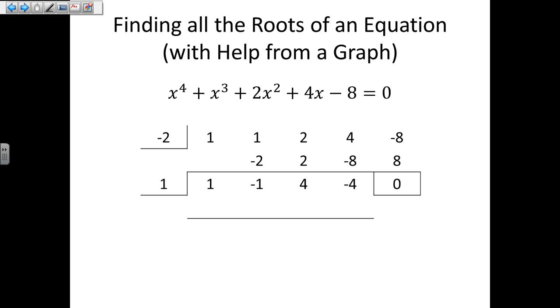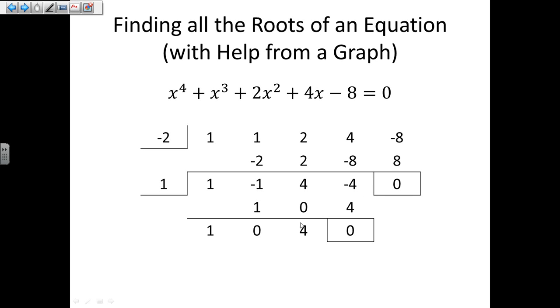Let's try 1, not all over again, but on this depressed polynomial. So I do my synthetic division on the 1, negative 1, 4, negative 4. Not on the original, but on the depressed polynomial. Again, I get 0. So yes, 1 is also a 0 or a root of the polynomial.